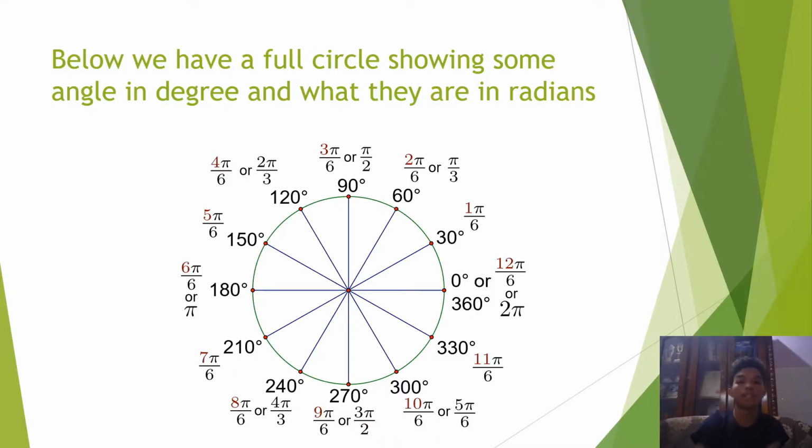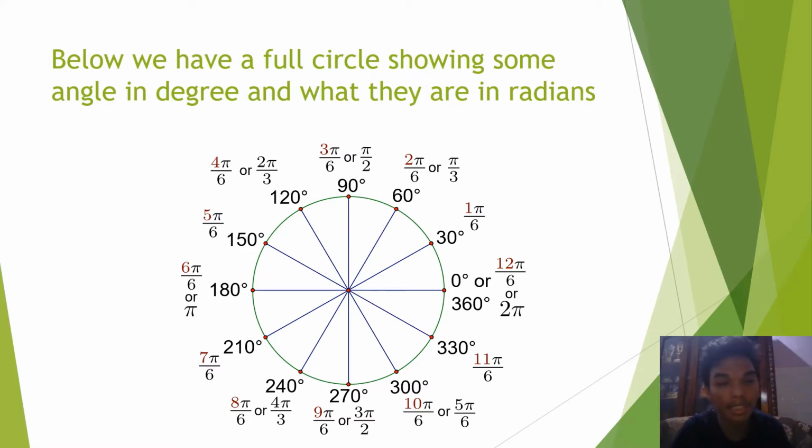Okay, below we have a full circle showing some angles in degree and what they are in radian. Example, 30 degree, same as 1/6 pi radian. Another, 180 degree, same as pi radian.